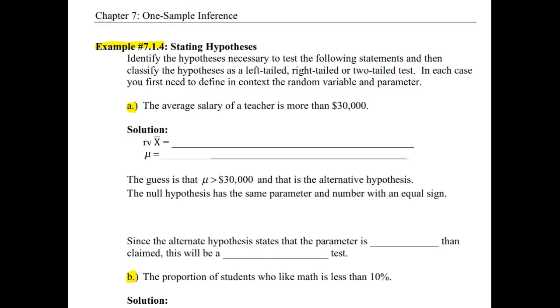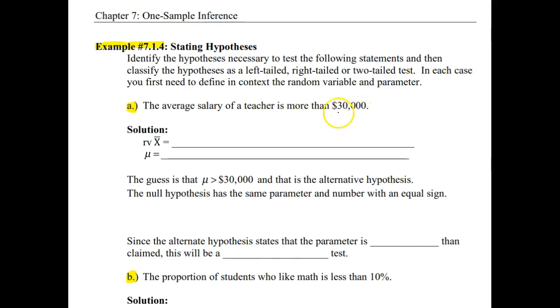So 7.1.4, stating hypotheses. Identify the hypotheses necessary to test the following statements, and then classify the hypotheses as a left-tailed, right-tailed, or two-tailed test. In each case, you first need to define in context the random variable and the parameter. Part A says the average salary of a teacher is more than $30,000.